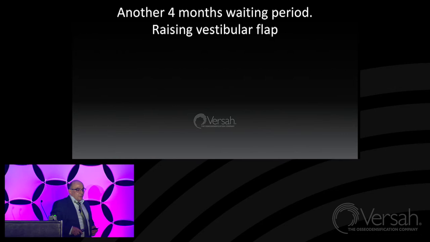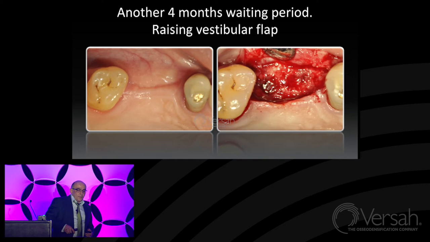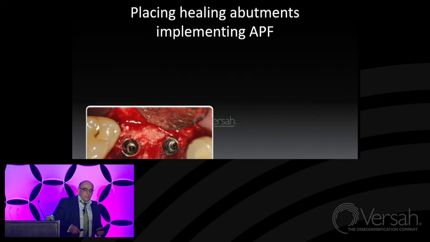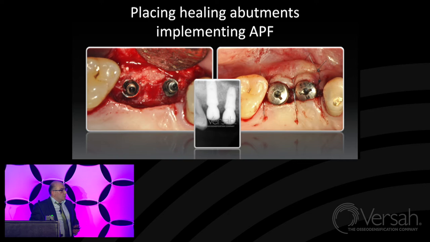Then we raise the vestibular flap. It's okay with the integrated implants. So we place healing abutments and use an apically positioned flap. You can see here that we make the apically positioned flap and fix it to the periosteum from the base of the flap.